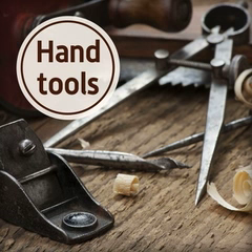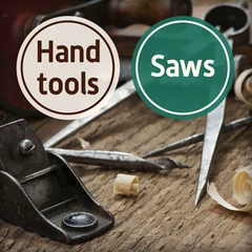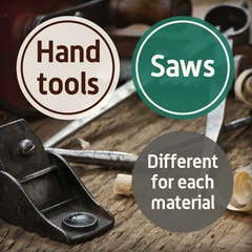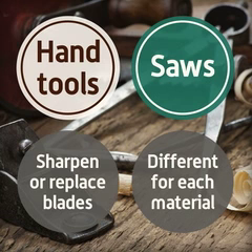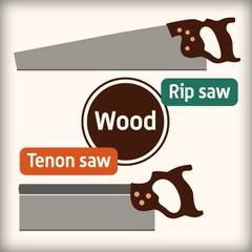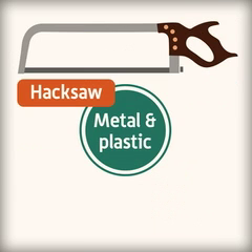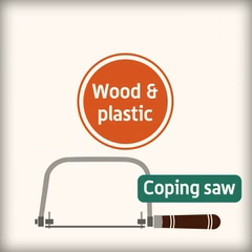Materials such as metal, wood and plastic can also be cut using hand tools. The most common hand tools are saws. There are different saws for each material, and they need to be kept sharp either by sharpening or replacing the blades. The main four saws are rip saws and tenon saws for wood, hacksaws for metals and plastic, and coping saws for cutting curves into wood and plastic.